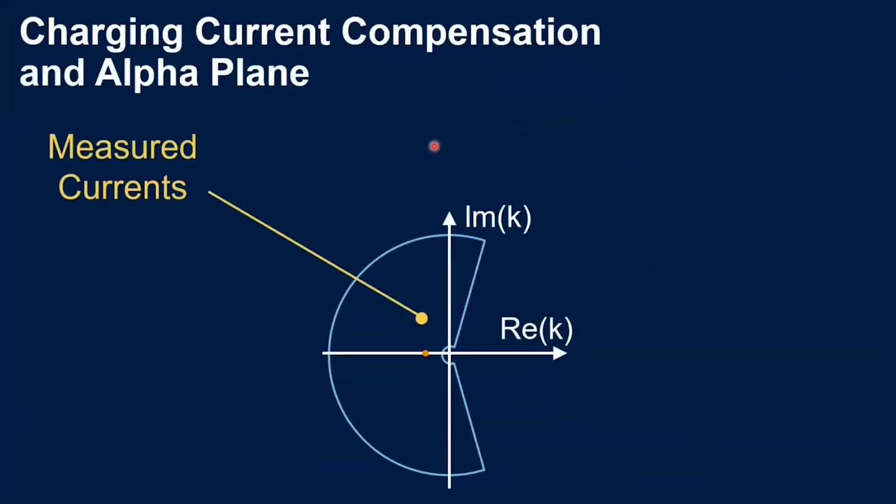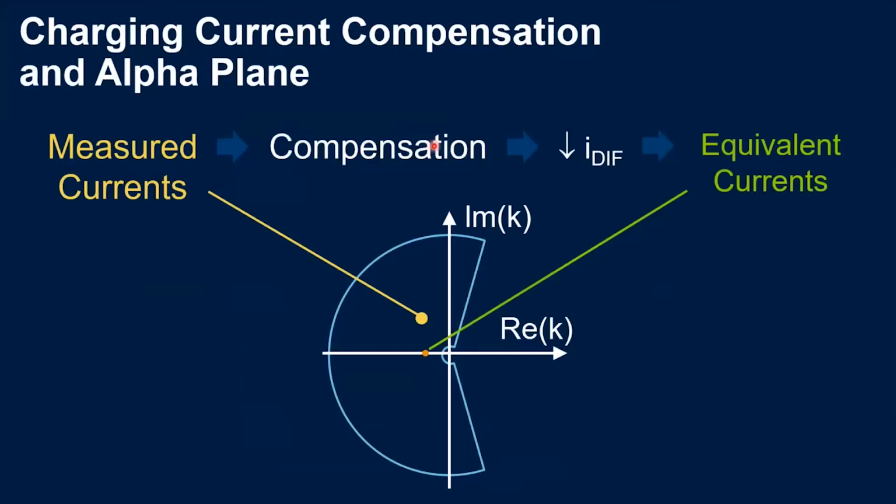So this seen on the alpha plane is that we have a measured current. We do the compensation, the differential current, which is created by the charging current, is subtracted from the total, and we end up with an equivalent current which will be closer to the ideal blocking point. Okay, this will stop us from having possible misoperations due to this phenomenon, and increase the sensitivity of the protection, since we don't have to increase our differential threshold to let this current pass.